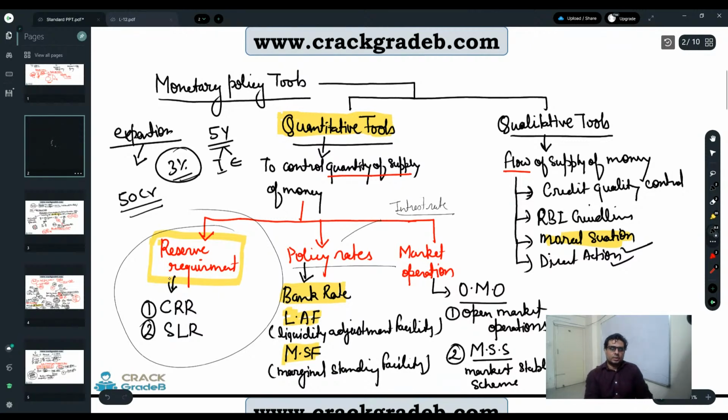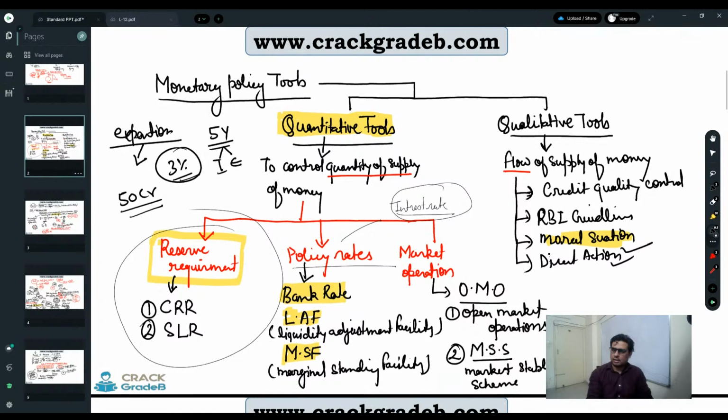For interest rates, the explanation needs a minimum of 1 hour of consolidation. So I am going to discuss interest rates tomorrow. Today I am going to first explain this part to you: what is OMO and what is MSS.